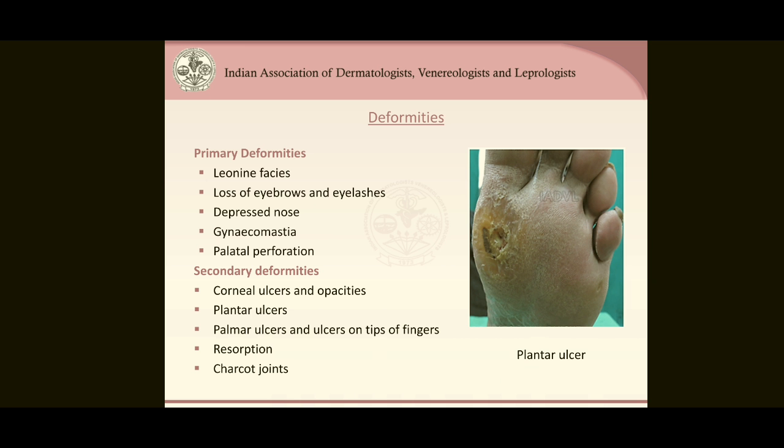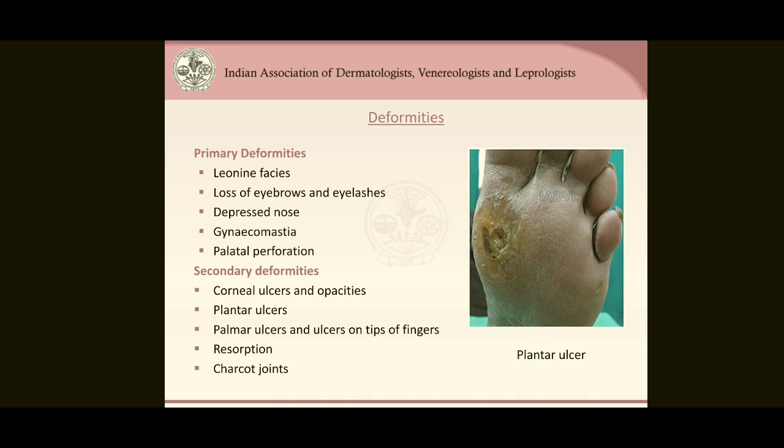So coming to the deformities. What are the primary deformities? Leonine facies, which I have already mentioned earlier, that is increased skin markings on the forehead due to the infiltration, and there is infiltration of the earlobes along with madarosis, that is lateral 1/3 of the eyebrows will be lost. So that gives the look of a lion in these patients. Loss of eyebrows and eyelashes, depressed nose along with loss of incisors is called facies leprosa.